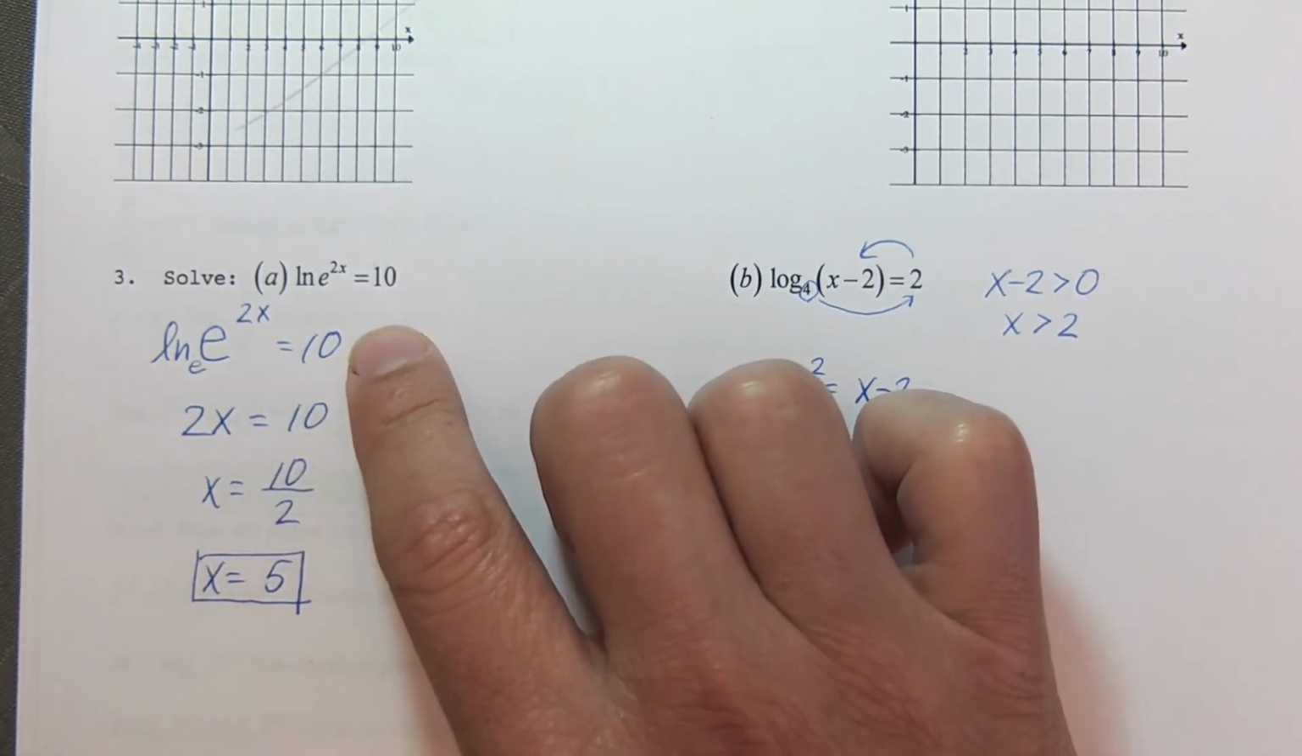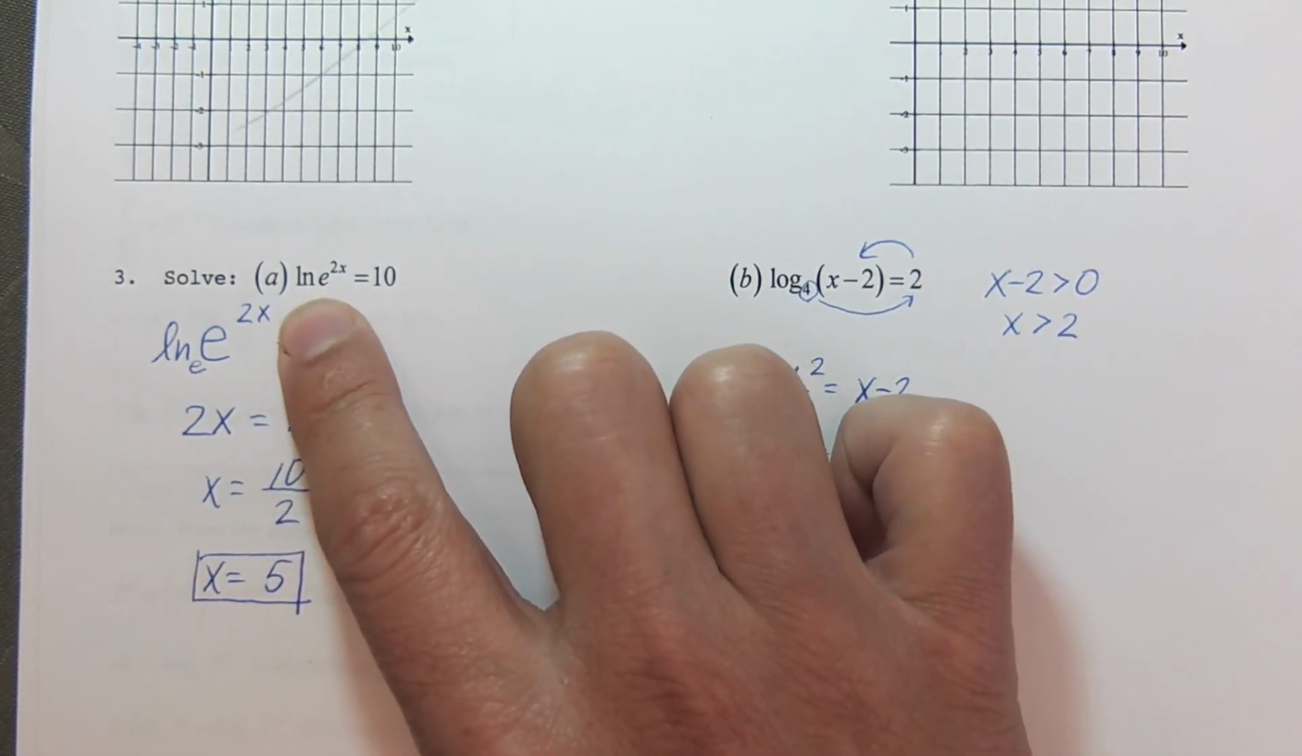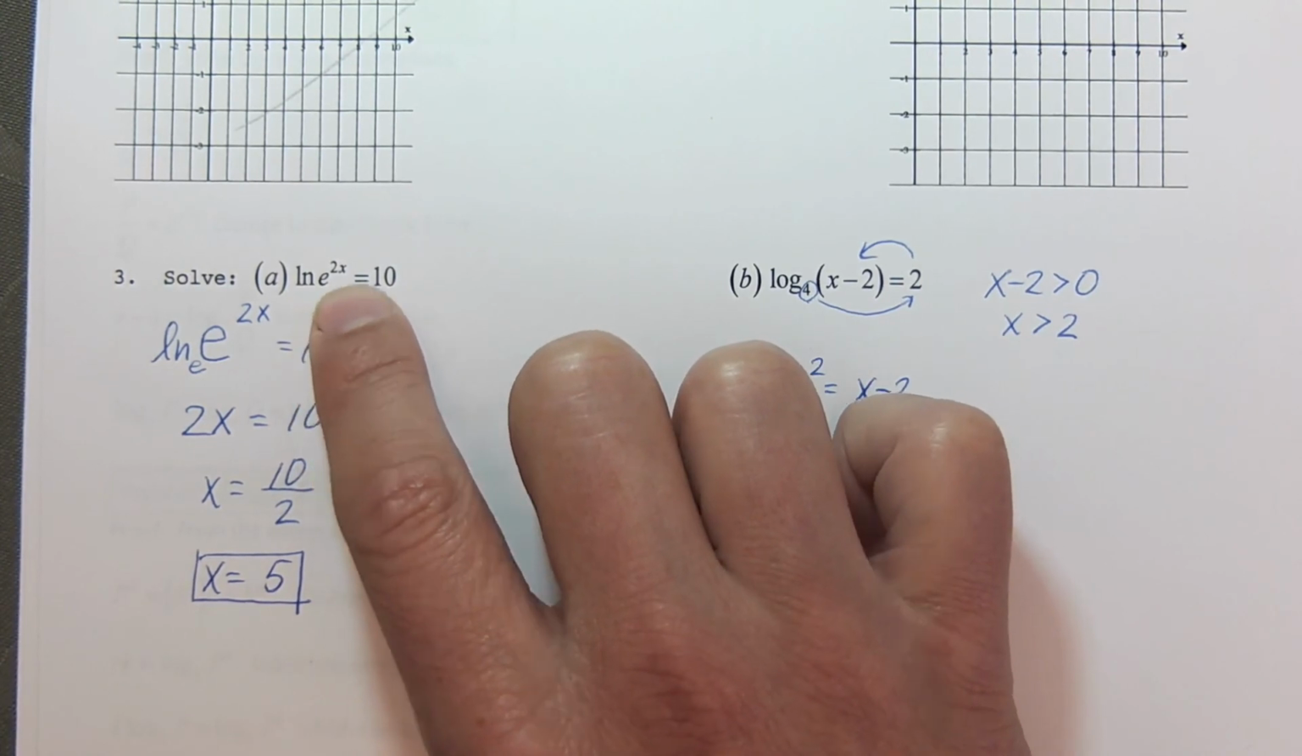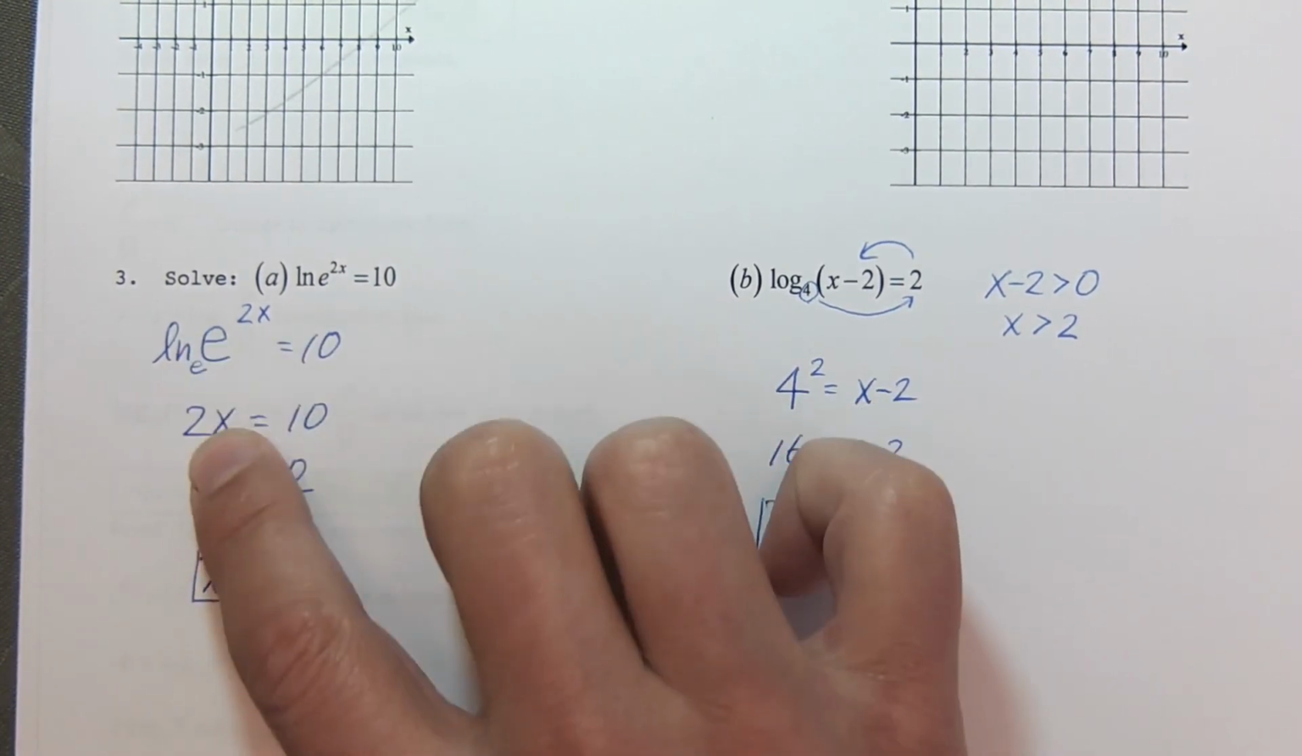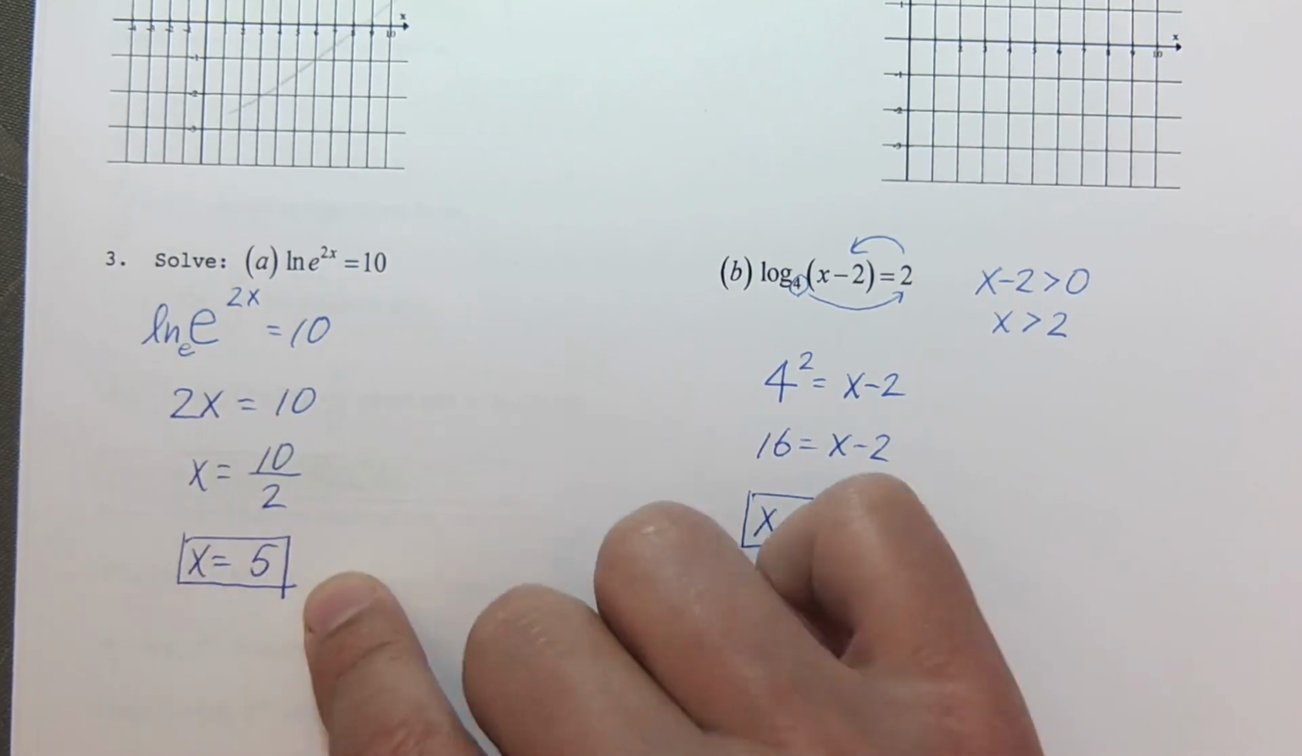So I'm going to solve this equation. Now I'm going to notice that this is the natural log, which is base e of e. And if you remember, they cancel out completely. So I just end up with 2x equals 10, or x equals 5.